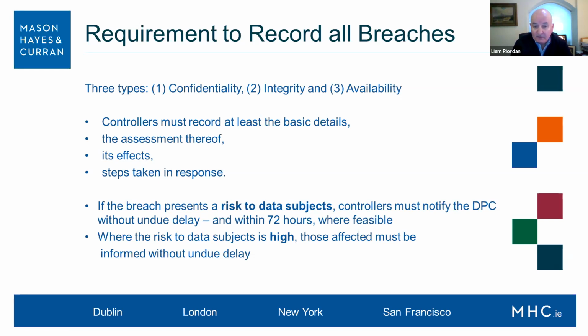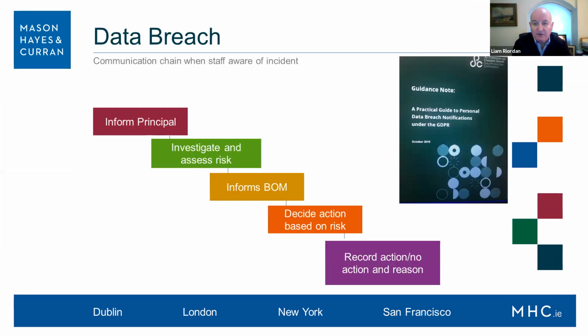If the breach presents a risk to data subjects, you're required to notify the DPC within 72 hours where that's possible, or really as soon as possible after you become aware of the breach. Where the risk to data subjects is high, those affected must be informed without undue delay. Now, even though the procedures only require you to notify the data subject where the risk is high, there's nothing in the procedures to prevent you from notifying the data subject of the breach, even if the risk isn't high. So in terms of recording breaches, you have to record the basic details of the breach, the assessment of it, and this brings us on to the next slide.